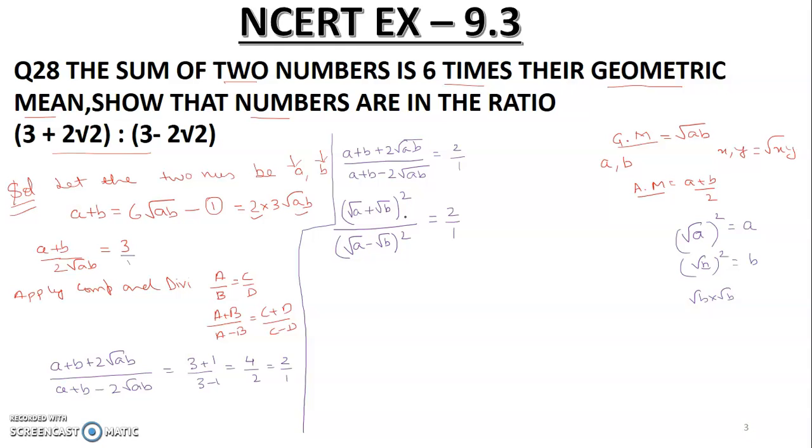Now if I have to remove this square, what will I do? I will take the square root on both sides. So what will I get? Root a plus root b upon root a minus root b is equal to root 2 upon root 1. So this is root 2, and root 1 is 1 only.